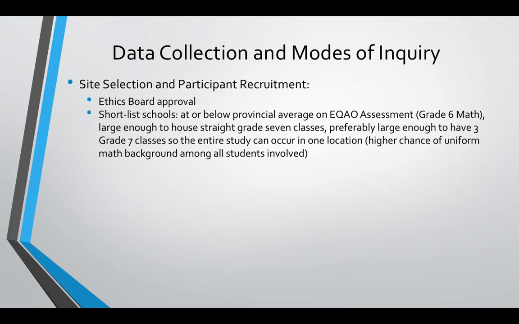I want schools large enough that they will have straight grade 7 classes instead of split classes. For simplicity's sake, I would like to work exclusively in straight grade 7 classes. And I would prefer to have a school that is large enough to house 3 grade 7 classes so that the entire study can occur in one location.